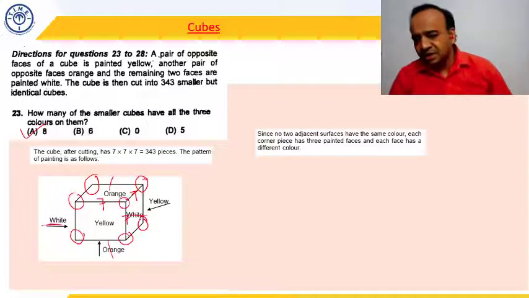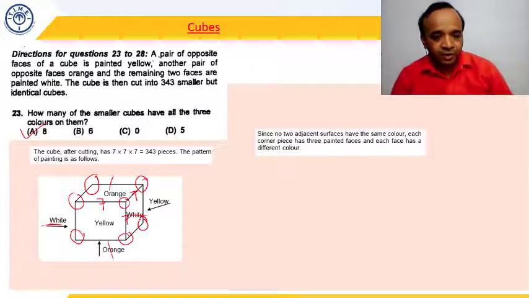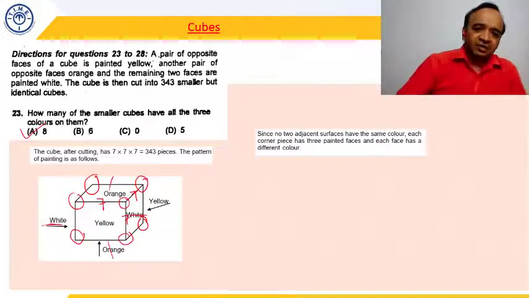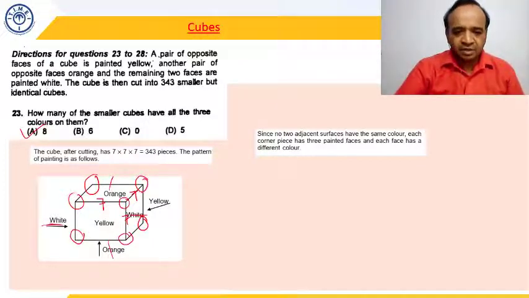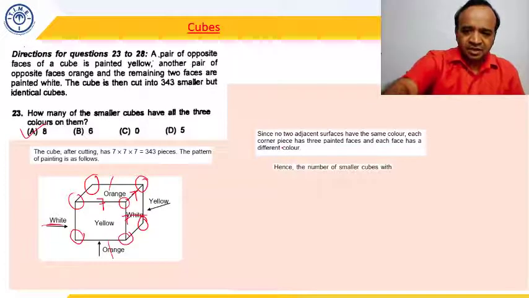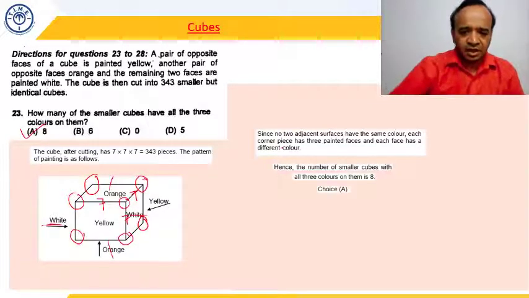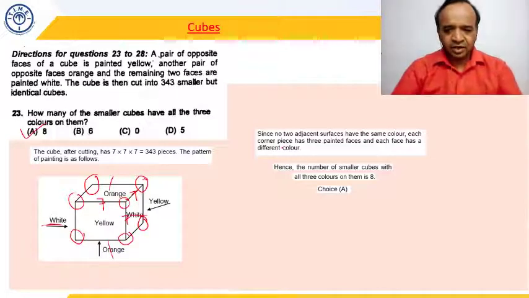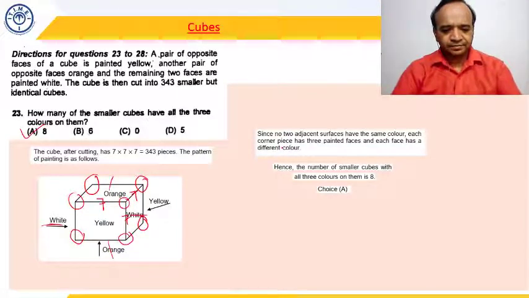The reason being, no two adjacent faces are with the same color. Since opposite faces are of the same color, there is no chance of any two adjacent faces having the same color, and in that case, no vertex has the possibility of two faces being the same. That's why we have each and every vertex with three colors, and our answer will be according to all the eight vertices, and the answer obviously is 8. I hope this is clear. So the total number of smaller cubes with all three colors on them is 8. So the answer choice is A.